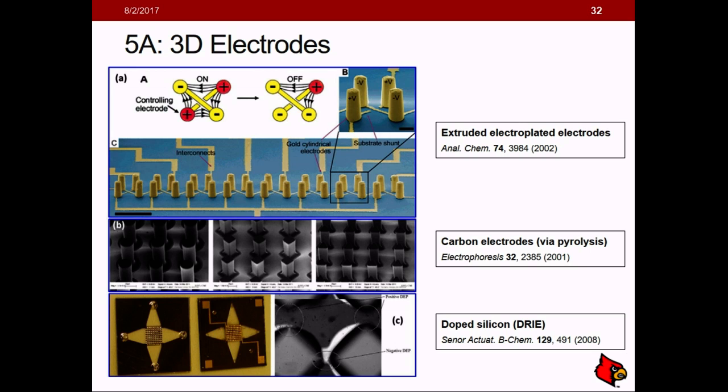Another way is taking a thick photoresist and then going through a pyrolysis mechanism where you generate carbon, so your structures will shrink, but the end result will be a conductive carbon structure. And then you have deep reactive ion etched structures of a highly doped conductive silicon wafer. So those are the three primary methods of creating three-dimensional conductive structures. There are some other techniques as well, but these are the traditional ones.